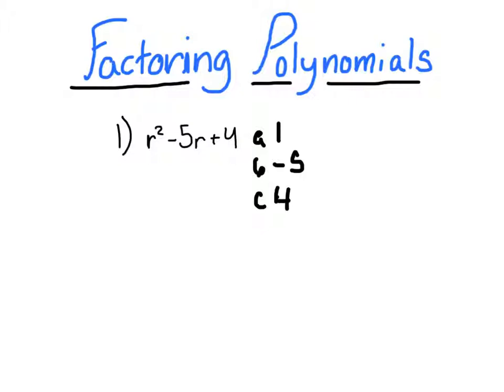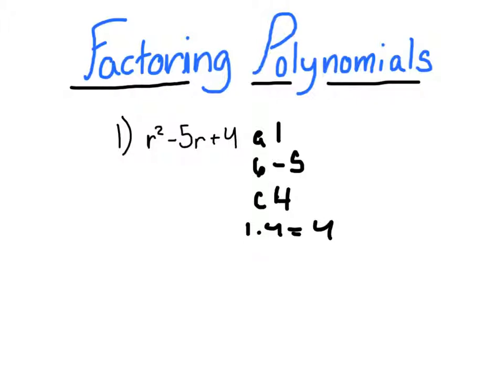So now, we have to multiply A by C, which is 1 times 4. So 1 times 4 is 4, obviously. But now, since it's positive, we have to look at the sign of B, which is right here. So now that we know that B is negative, so we got negative 5, these two right here are going to have to be negative as well.